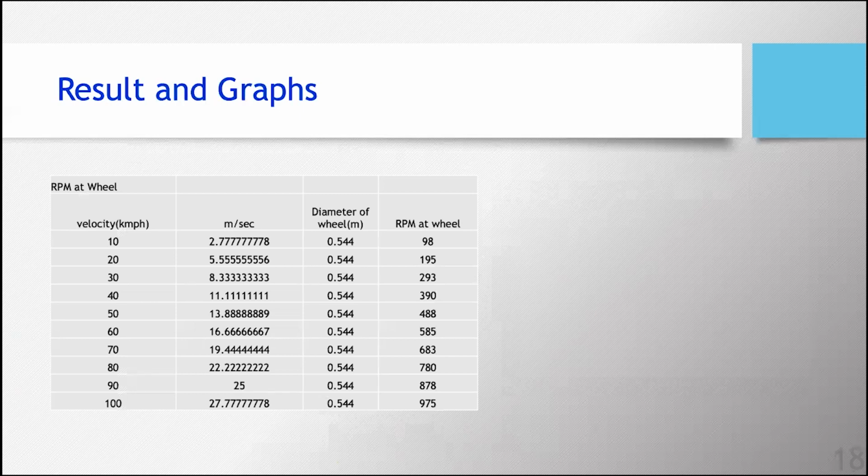For the RPM of the wheel, we have taken a regular interval of 10 kmph for us to contemplate the gear ratios and all. So we have 10 kmph, 20, and so on to 100, and we use the same formula which we showed there, V into 60 by pi d, where we got the RPM at the wheel, the required RPM at the wheel in order to achieve that speed.